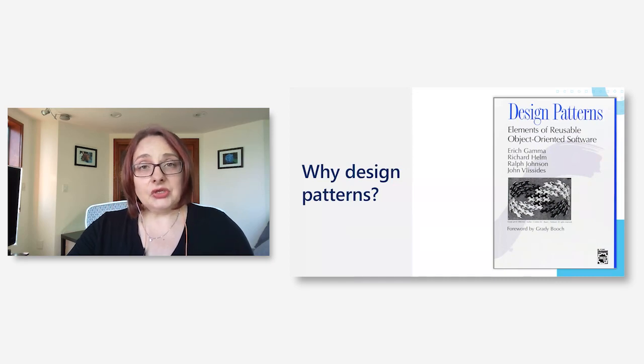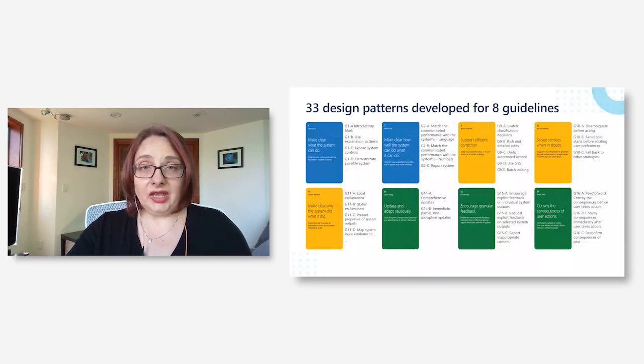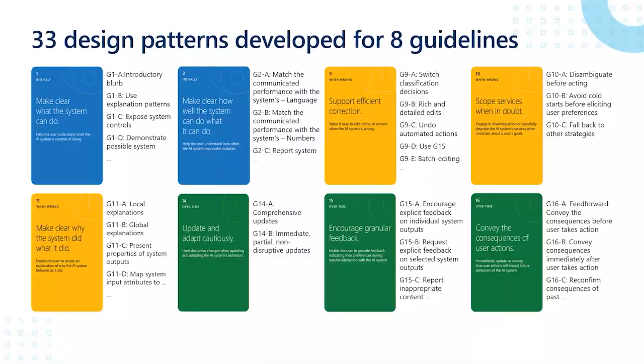So we have synthesized and validated 33 design patterns for a selection of 8 out of the 18 guidelines for human-AI interaction. We have selected guidelines that we thought were particularly unique and possibly difficult to implement in the context of human-AI interaction. We synthesized these patterns using a collection of examples for the guidelines that have been submitted through a previous user research project.